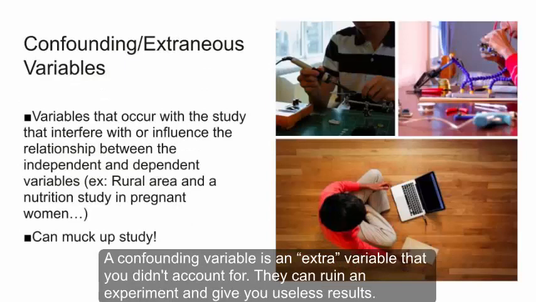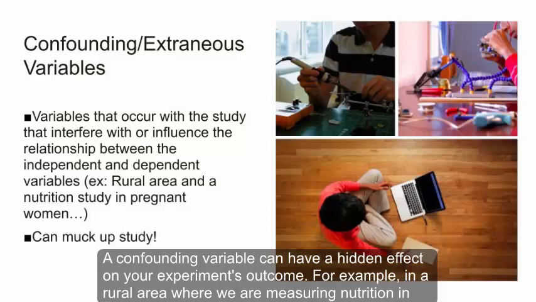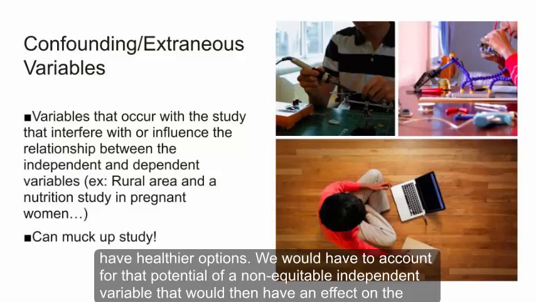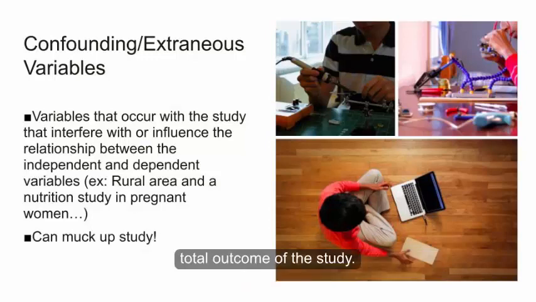A confounding variable is an extra variable that you didn't account for. They can ruin an experiment and give you useless results. A confounding variable can have a hidden effect on your experiment's outcome. For example, in a rural area where we are measuring nutrition in pregnant women, there may be inadequate access to good nutrition for some, and others may have transportation or other means to have healthier options. We would have to account for that potential of a non-equitable independent variable that would then have an effect on the total outcome of the study.